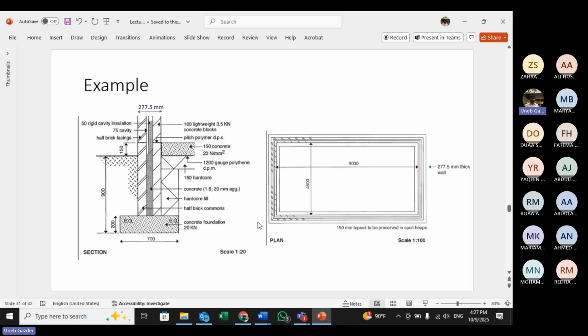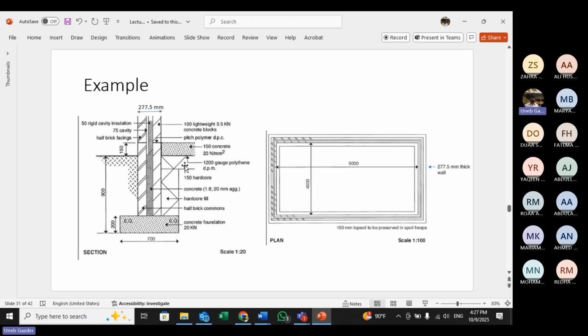Okay, so it's the same plan which I showed you. Internal dimensions are given. The wall is 277.5 millimeters thick, you can see it here in the section. The footing is 700 millimeters thick. The concrete is a concrete foundation, 20 kilonewton, no reinforcement. You can see the cavity over here, you can see the external wall, you can see the internal wall.